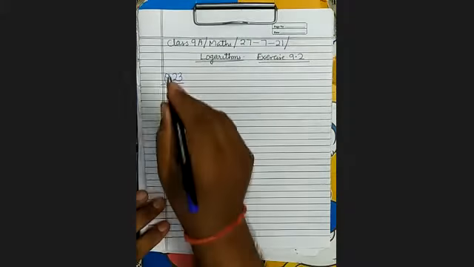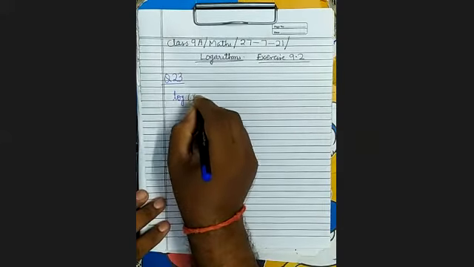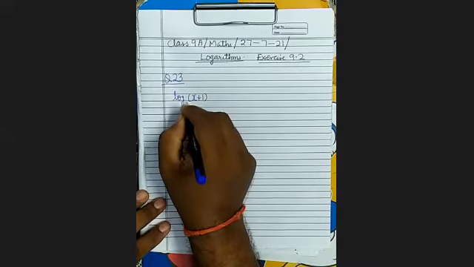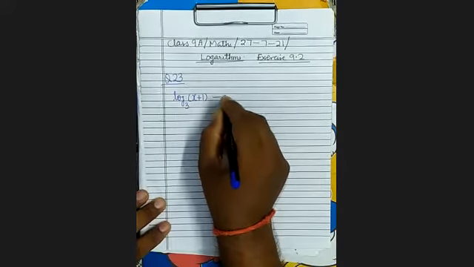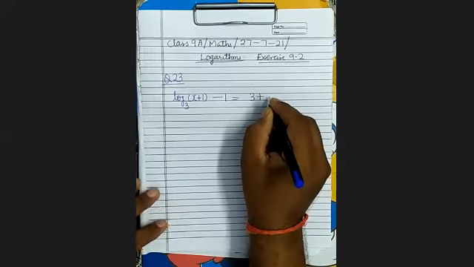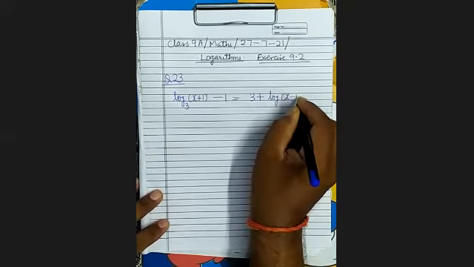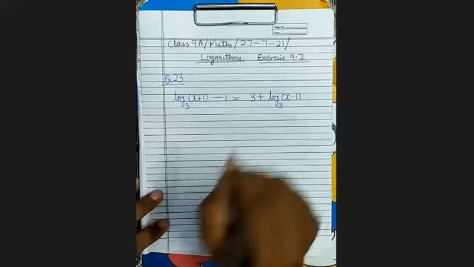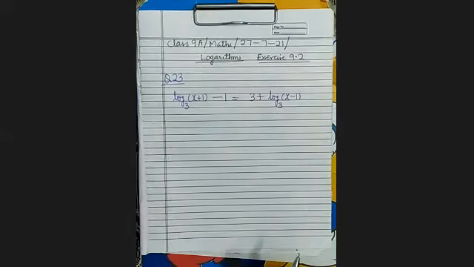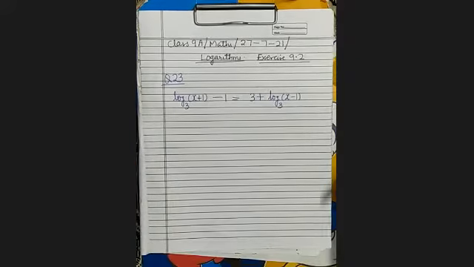So it is log x plus 1 to the base 3 minus 1 equals to 3 plus log x minus 1 to the base 3. You have to solve for x. So see here, how will you solve for x?